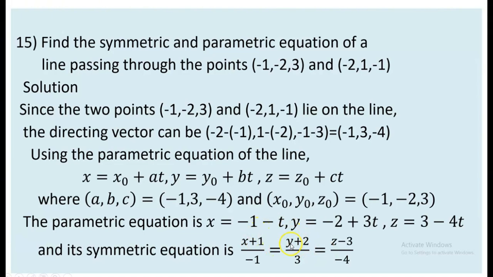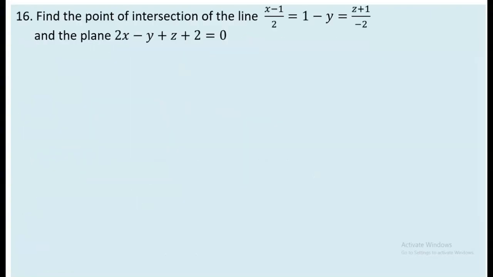So whatever points you may get as x, y, z, if it can satisfy this, it is a point lying on the line. If your numbers x, y, z can't satisfy this equation, the point you are considering is not lying on the line. So in such a way you can identify whether a given point is lying on the line or not. Now what comes next is question number 16.